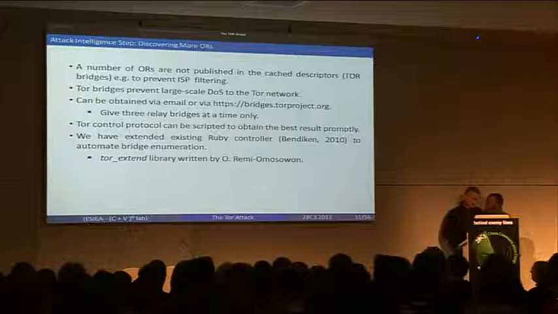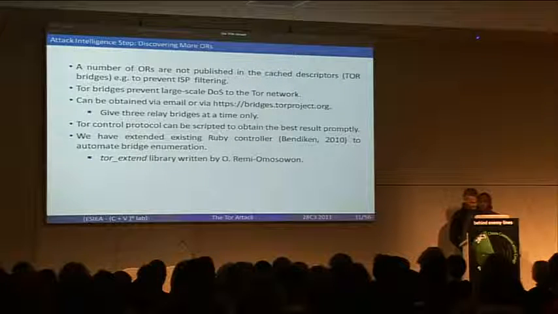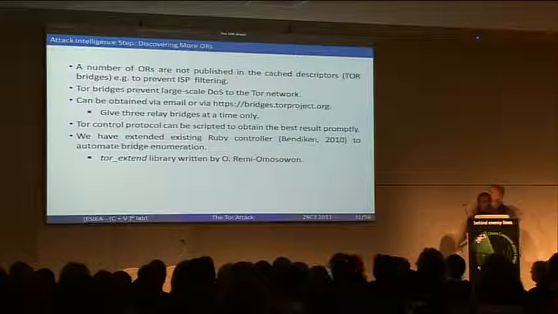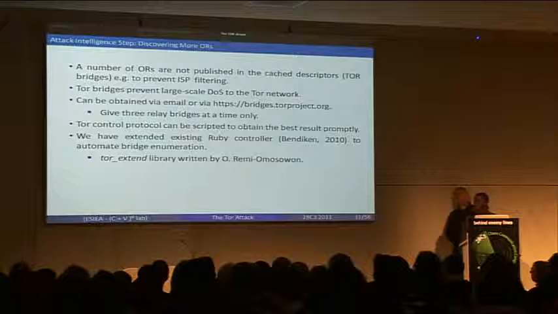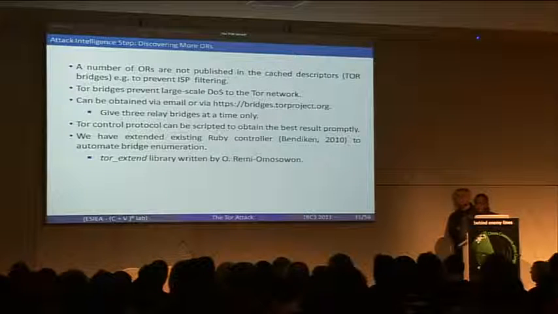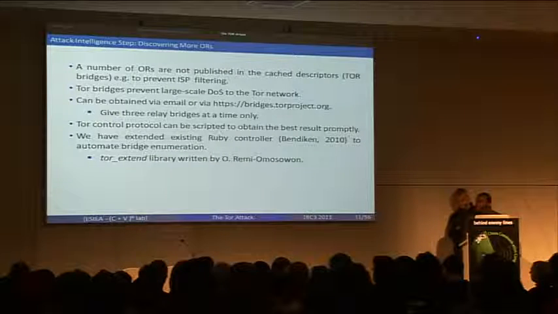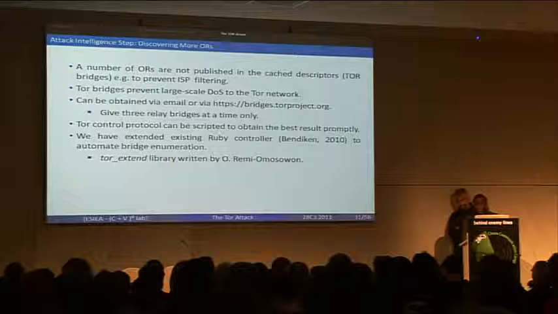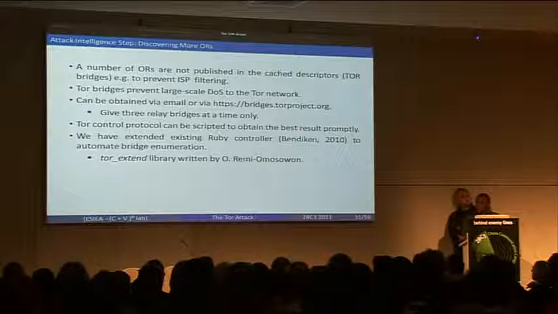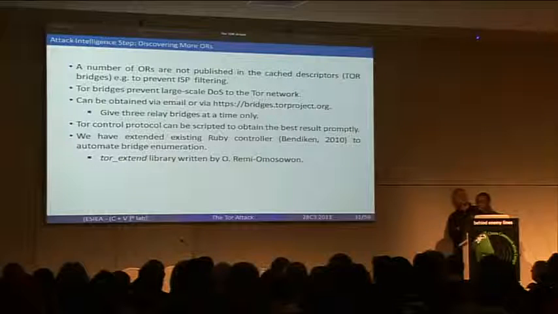So Tor works with relays and bridges, as explained at the talk yesterday. The bridges are supposed to be a way to prevent countries, governments, or adversaries from denying access to Tor completely. But there's always a way: there's a way for users to actually get the bridges, which is also a way for the very same attackers to get the bridges.